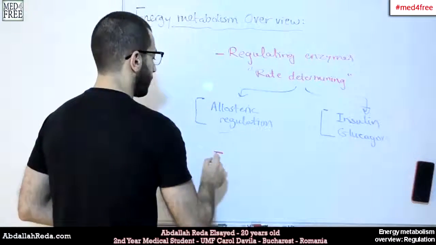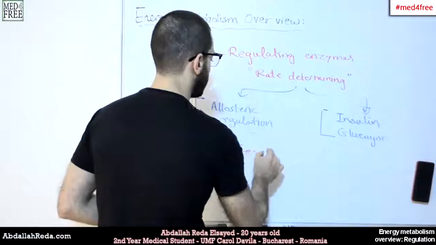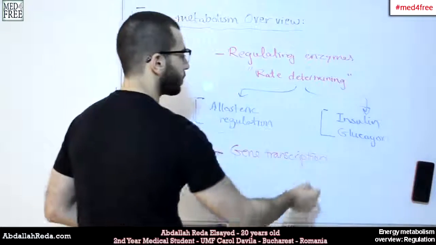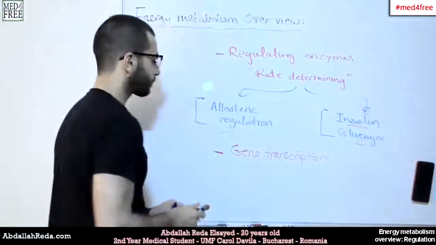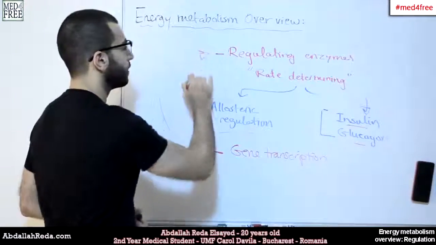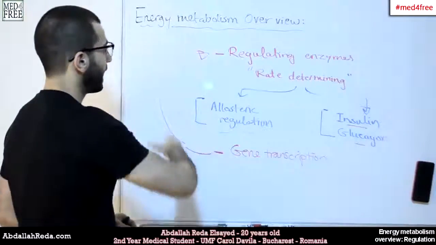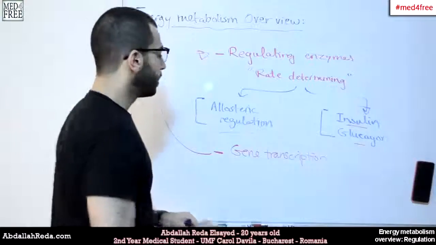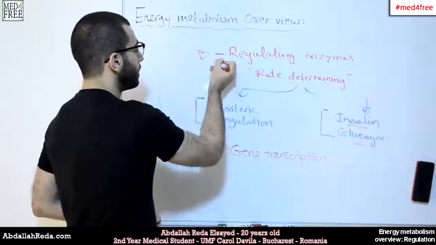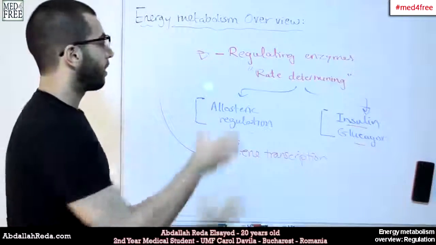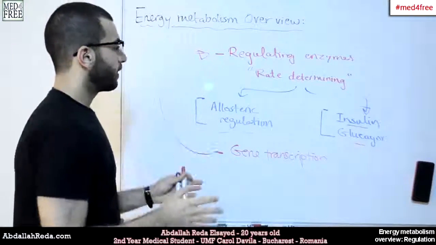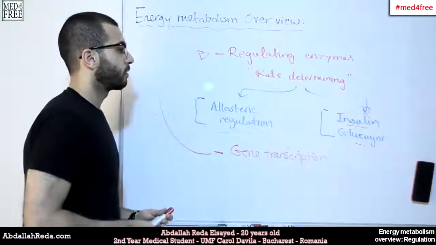And we have this other kind of regulation which is related to gene transcription. So gene transcription, which is also affected by insulin and glucagon, would affect the rate determining enzymes in an indirect manner to activate or deactivate the step. So briefly, this is how the regulation of these energy metabolism steps go. And that was a brief idea of what we're gonna talk about in the next videos.